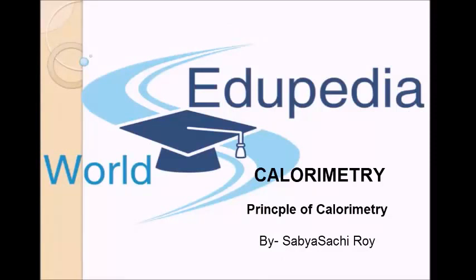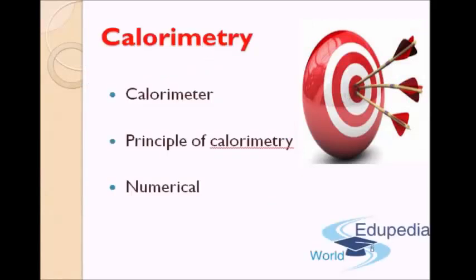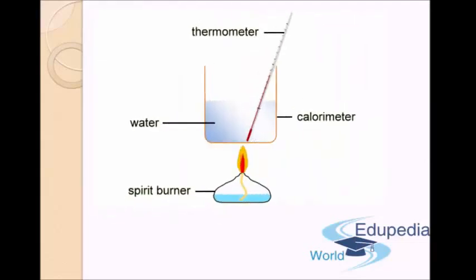Last lecture we discussed heat capacity and specific heat capacity. Today we will use those concepts to solve numericals. But before going into numericals, we will learn what a calorimeter is, and then we will study a very useful and very important concept known as the principle of calorimetry, which will be used to solve numericals. Using numericals we'll understand the whole concept and wrap up the lecture. So let us begin with today's lecture.